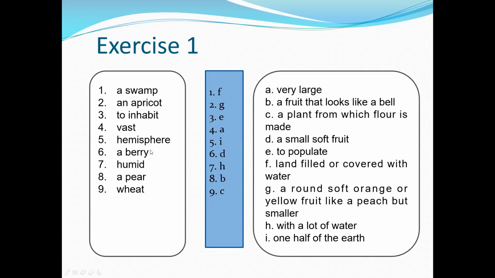A berry. What is a berry? I'm sure your answer is D. It's a small, soft fruit. Humid, with a lot of water. A pear, a fruit that looks like a bell. And the last word is wheat. What is wheat? A plant from which flour is made.